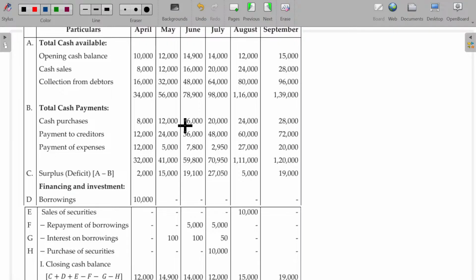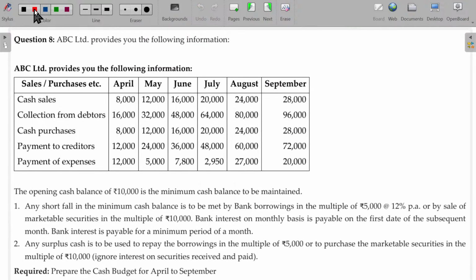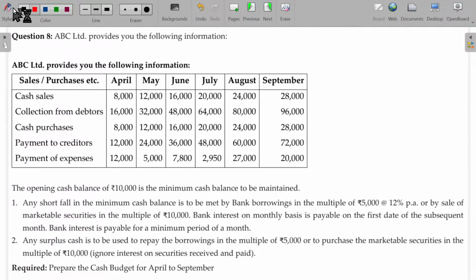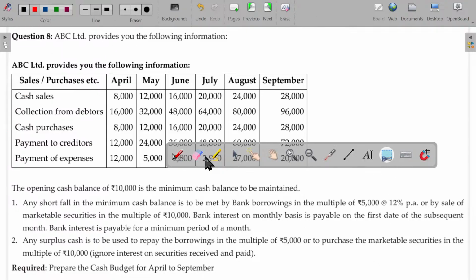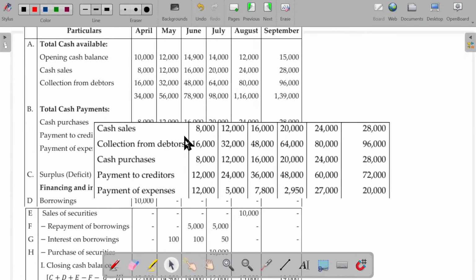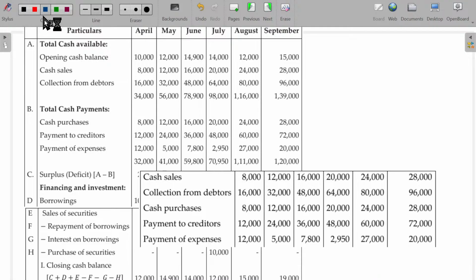Now, in this illustration, it's very simple because cash sales, collection from debtors, cash purchases. These two are receipts; cash purchases, payment to creditors, payment to expenses directly given. Okay. So it's very simple that you are going to post all these 5 items easily. These 5 items, we don't have any confusions: cash sales, collection from debtors, cash purchases, payment to creditors, and payment to expenses.